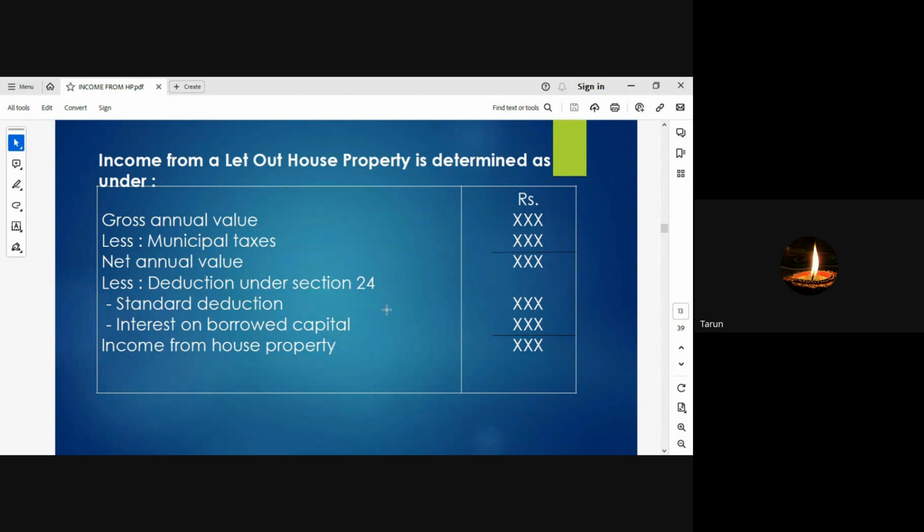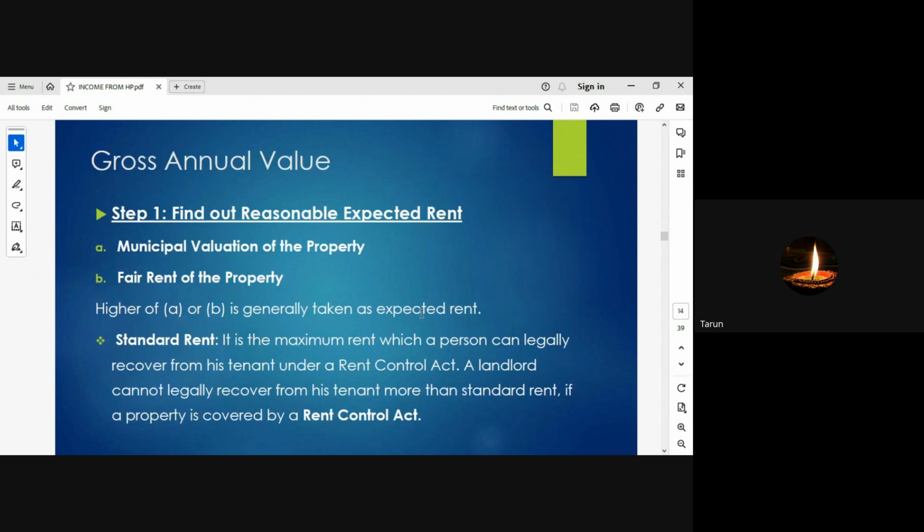The most important thing is to read the terms and try to understand them. I'm already giving you the notes, and of course the slides are already on your screens. Now we talk about the gross annual value, and there are various steps, one by one, which if you follow, you will easily get the correct values of the income that you calculate from house property.